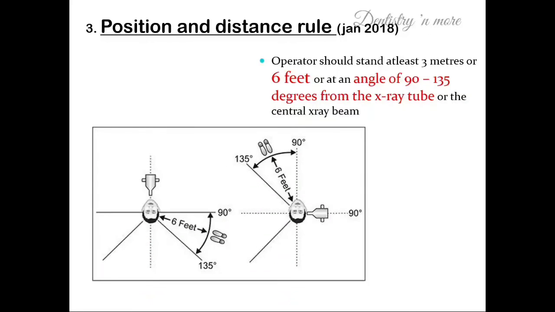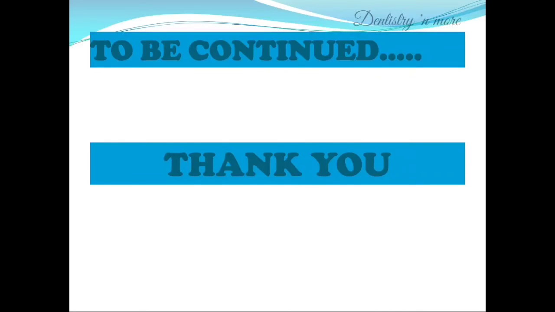The position distance rule can be asked as a short note. You have to draw a diagram representing what the position distance rule is. Here the operator stands at least 6 feet away from the X-ray tube or the central beam of X-rays that has been produced, and at an angle of 90 to 135 degrees, the operator should stand away from the central X-ray beam.